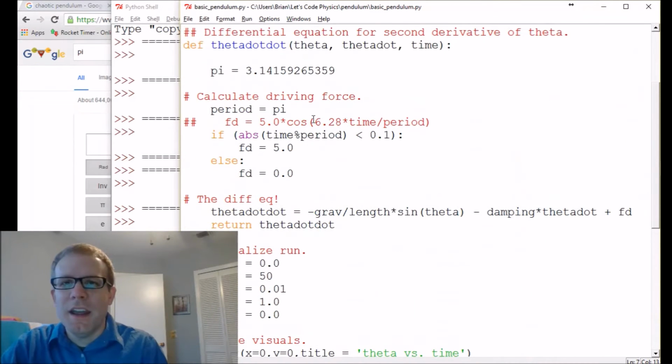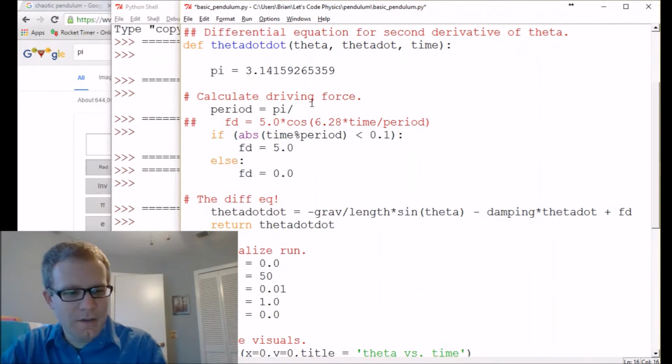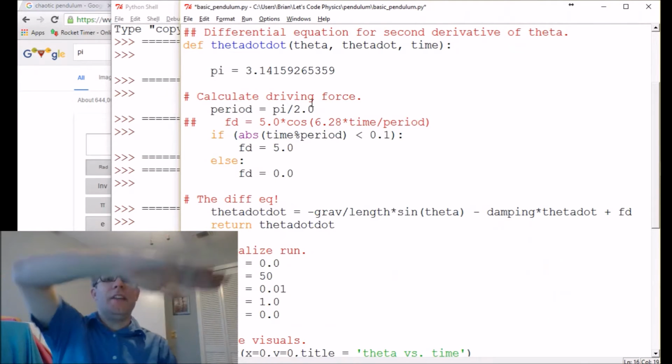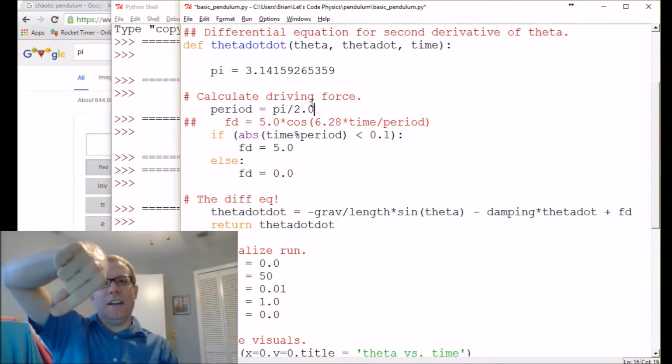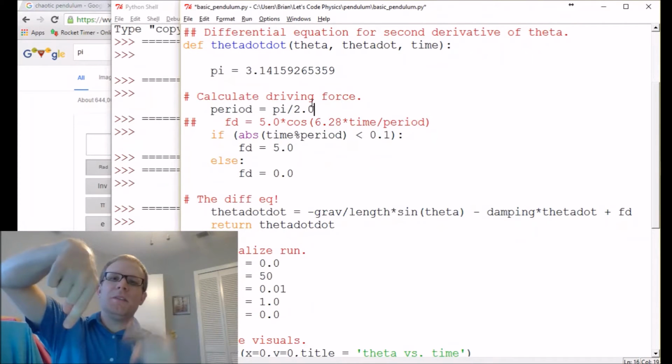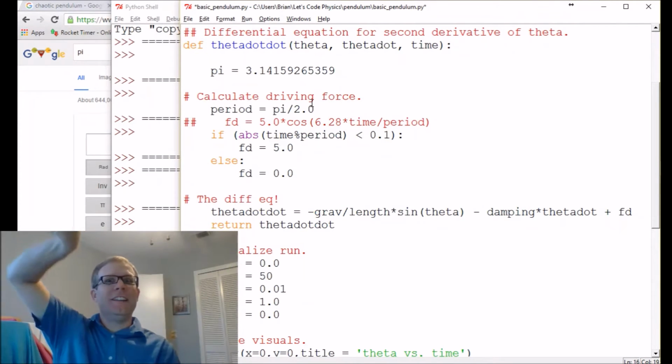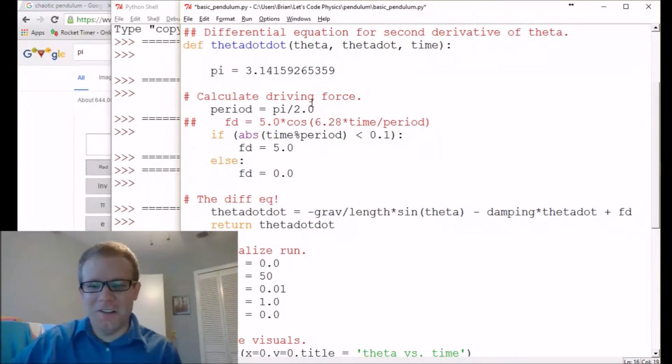But what happens if we make this period pi divided by 2? So in other words, the kid gets to the other side of the swing, and that's when you as a parent decide, oh, I think I'll push him this way. That's not good swinging or good parenting.